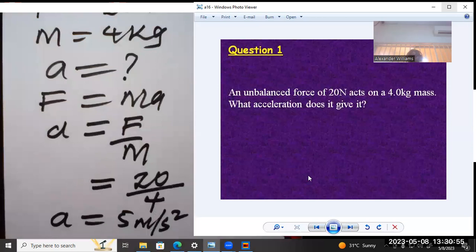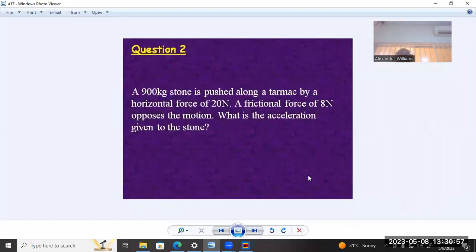We have another question here. I want everybody to solve it. I'm giving you 2 minutes. A 9 kilogram stone is pushed along a tarmac by a horizontal force of 20 Newton, and a frictional force of 8 Newton opposes the motion. What is the acceleration given to the stone? Can I have you guys solving the question?